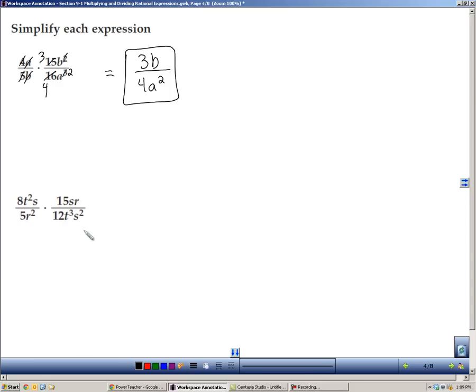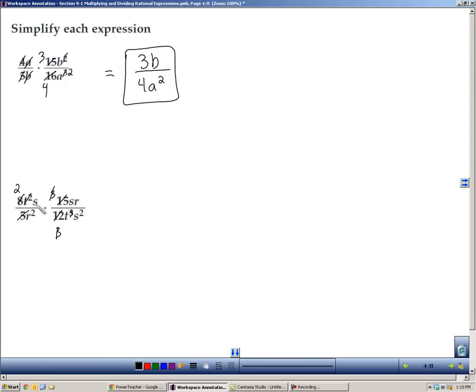Let's do the same with this one. I would suggest you pause the video, try to do this one the same way I did it, and then come back and see what the answer is. So here the 5 and the 15 will cancel with a 3, the 8 and the 12 will cancel for a 2 and a 3, and then those 3's will cancel. So now I have a t squared and a t cubed, so that'll leave one t on the bottom.